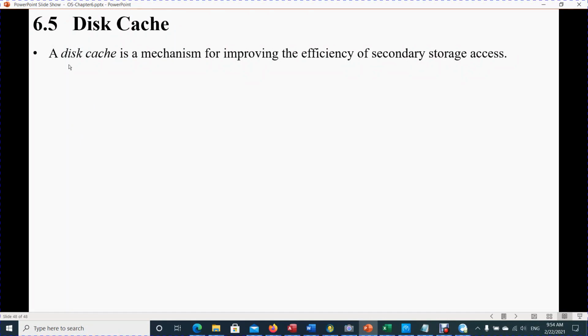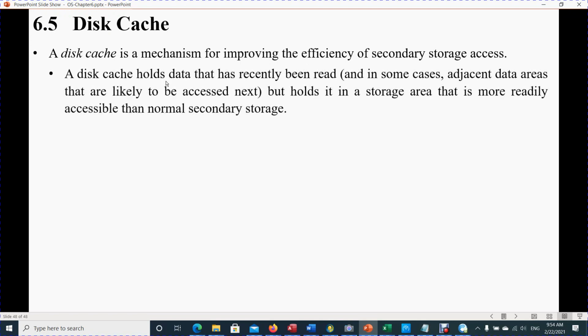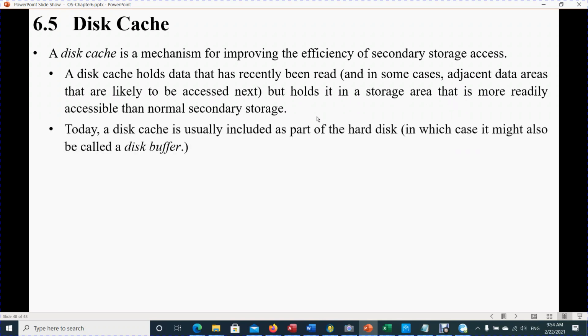A disk cache is a mechanism for improving efficiency of access to secondary storage. Disk cache holds data that has been recently read in from disk and also holds adjacent areas that are likely to be accessed next, but it holds it in a storage area that's more efficiently accessed than direct secondary storage, direct disk access.